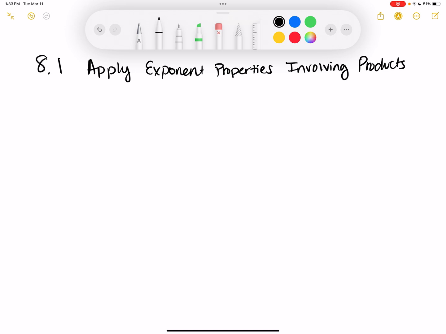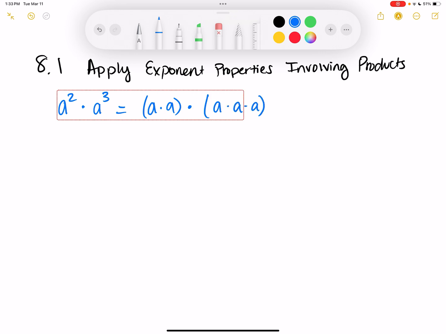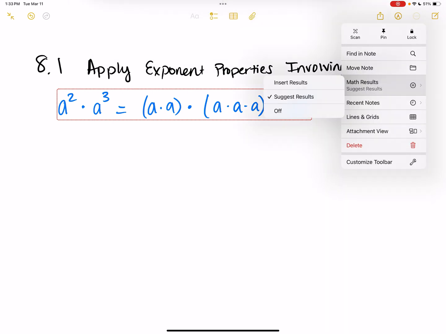Just as a rough example, if you have a squared times a cubed, this is a times a being multiplied by a times a times a, and so that ends up being 5 total a's being multiplied, so this would be a to the 5th. So that's just the general idea of where this stuff is coming from.